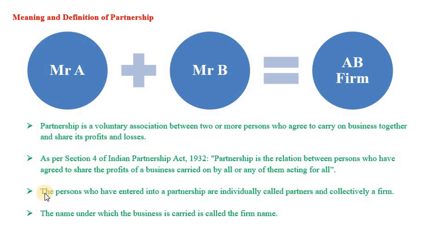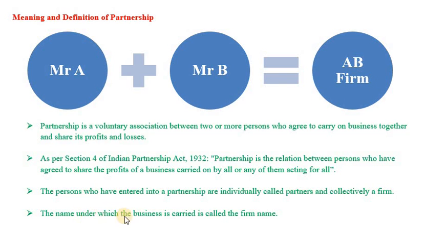Now let us read point number 3. The persons who have entered into partnership are individually called partners and collectively a firm. Individually Mr. A is known as partner A, and individually Mr. B is known as partner B, but collectively they are known as AB firm. Individually they are known as partner A and partner B, but are collectively known as the AB firm.